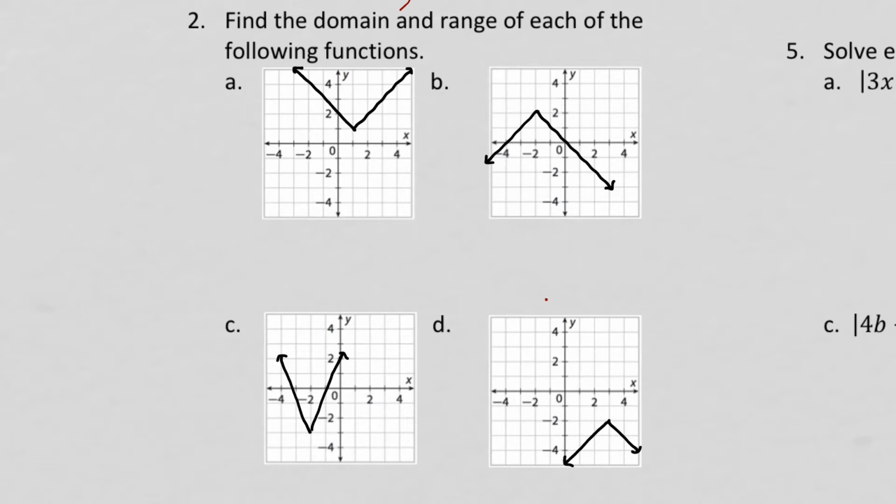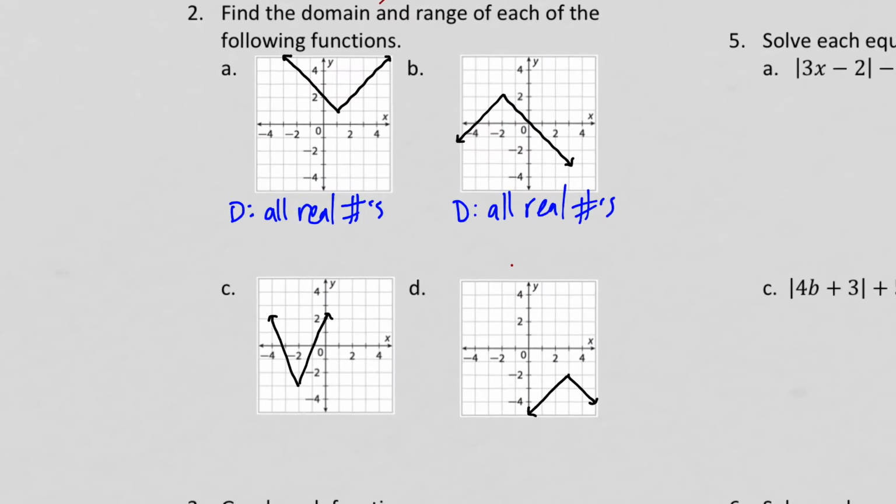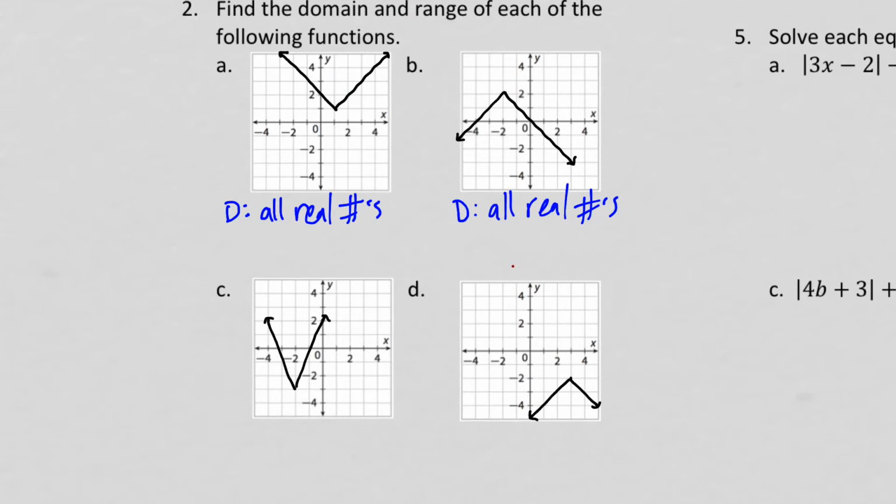Okay, number 2 is asking you for the domain and range of each of the following functions. I said in class that the domain of all absolute value functions is always the same thing, all real numbers, meaning that the graph keeps going to the left forever and to the right forever. So I'm going to go ahead and write the domain for all of these. That's all real numbers. And I know that these are absolute value functions because of the V shape that they make. That's what absolute value functions look like, right? It's a symmetrical V shape, either going up or going down, but it's a V shape.